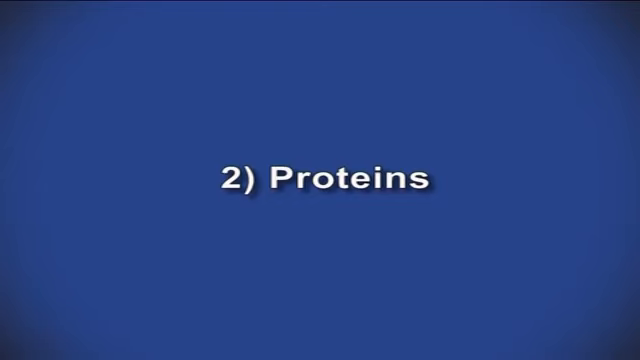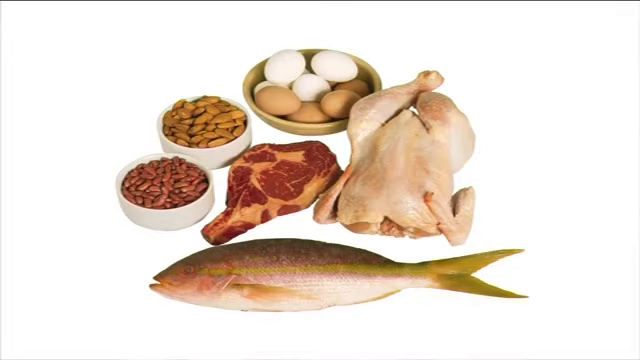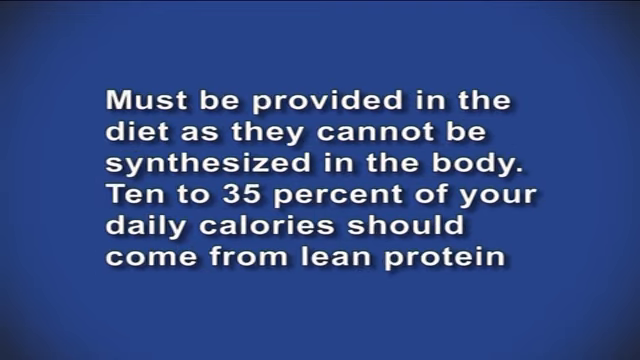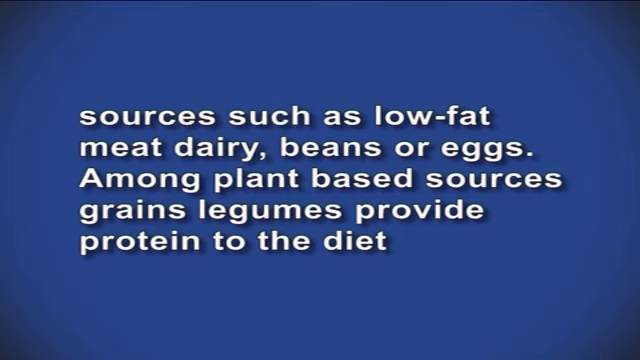B. Proteins. Proteins are the major structural component of cells and are responsible for the building and repair of body tissues. Protein is broken down into amino acids which are building blocks of the body. 9 of the 20 amino acids, known as essential amino acids, must be provided in the diet as they cannot be synthesized in the body. 10 to 35% of our daily calories should come from lean protein sources such as low-fat meat, dairy products and eggs. Among plant-based sources, grains and legumes provide protein to the diet.